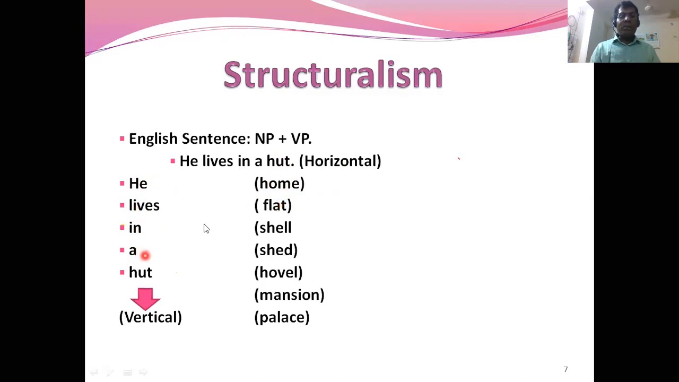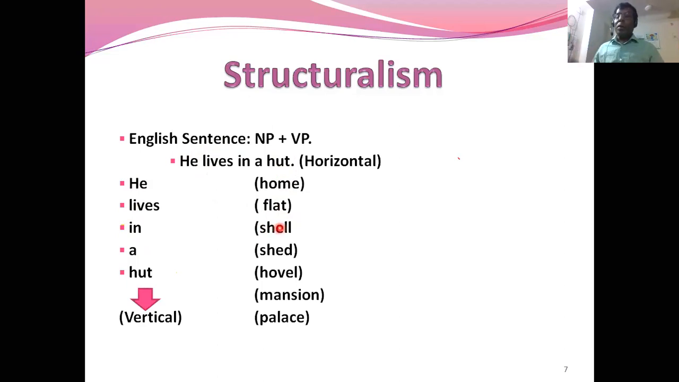When I say that he lives in a flat, it is giving me a different meaning. It is becoming a different sentence, but it is also set on the same structure, noun phrase and verb phrase. Only the heart is replaced by flat. He lives in a shell. Shell means a kind of hole.